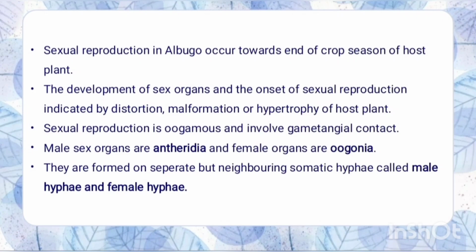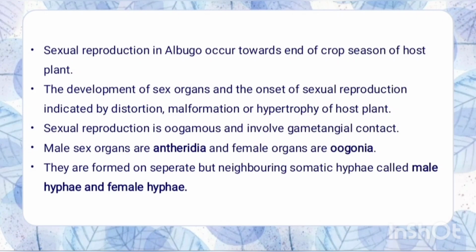We've already studied that the fungus Albugo is an obligate parasite and it lives on a living host, and this sexual reproduction in this fungus occurs towards the end of the crop season of the host plant. The development of sex organs and the onset of sexual reproduction is indicated by distortion, malformation or hypertrophy of the host plant. What does hypertrophy mean? It means the stem or the leaf or the petiole of the plant becomes swollen up.